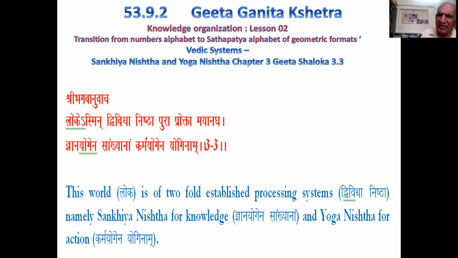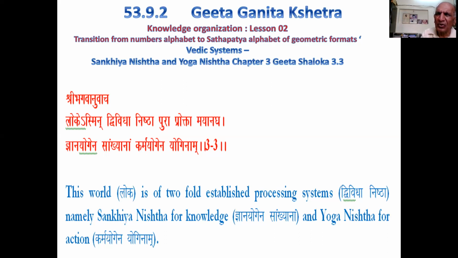The system has a pair of processing systems. Established processing systems means settled processing systems, finally accepted processing systems. These are Sankhya Nishtha and Yoga Nishtha. Sankhya Nishtha is for knowledge and Yoga Nishtha is for actions. Sankhya Nishtha is for pure values and Yoga Nishtha is for applied values. Sankhya is numbers and yoga is geometric transition steps.